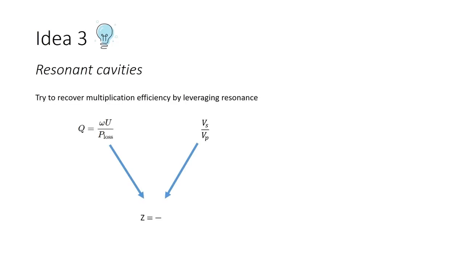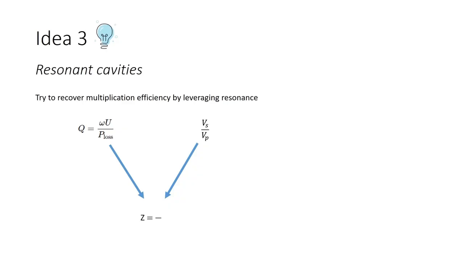Okay, now let's step back and let's try to see if we can recover multiplication efficiency. And already you have a clue as to how we're going to do this. And the clue is the word resonant in resonant cavities. So clearly we're going to try to recover multiplication efficiency by leveraging resonance. And the first step for doing that is to define as accurately as possible what we actually care about when we think of increasing the efficiency of the linear accelerator.